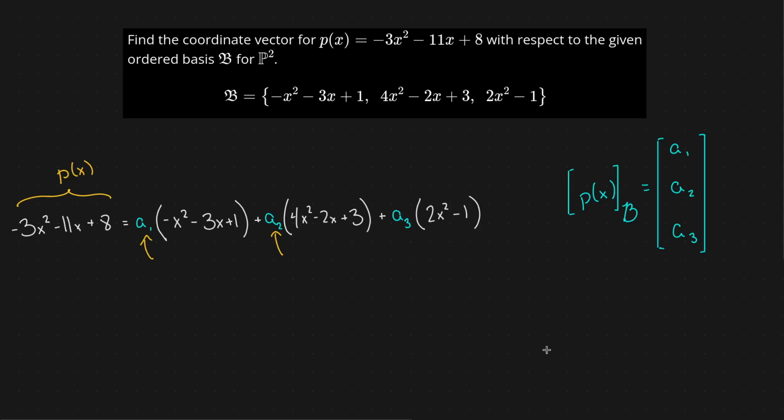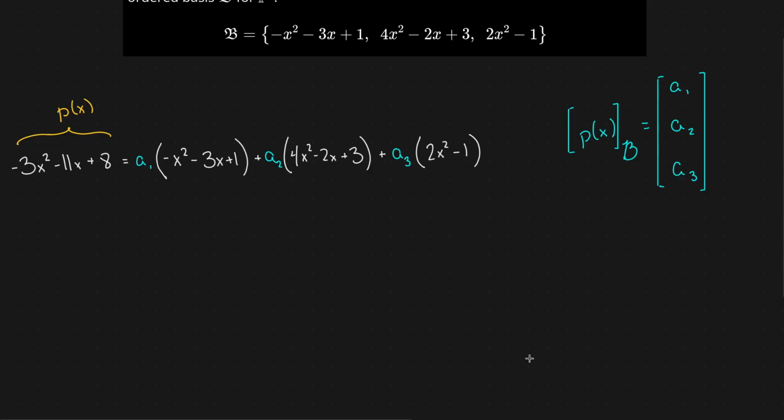So how do I actually solve this then? How do I find a1, a2, a3? Just like how we did for determining if a set of polynomials is linearly independent, we are going to distribute, combine like terms, and equate corresponding coefficients, and that will give us a system of linear equations to solve. And that will tell us what a1 and a2 and a3 are.